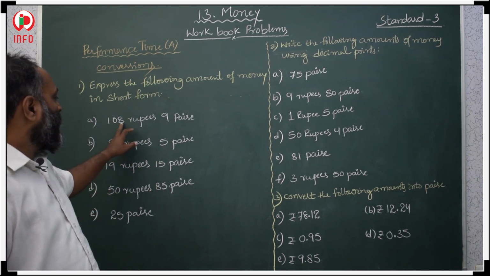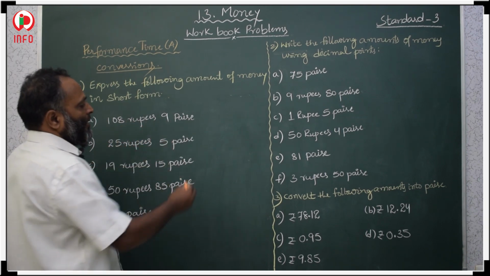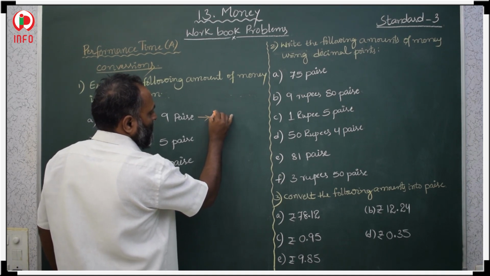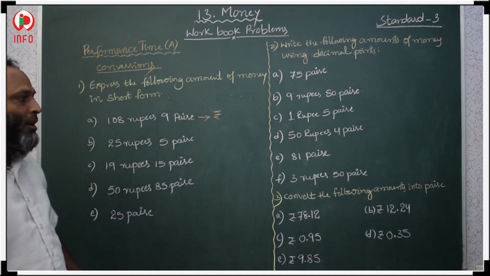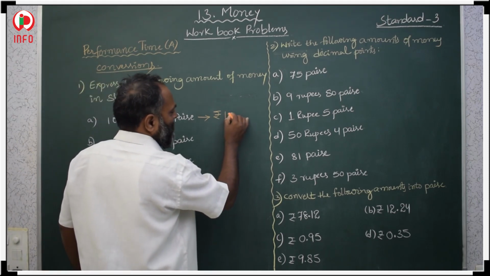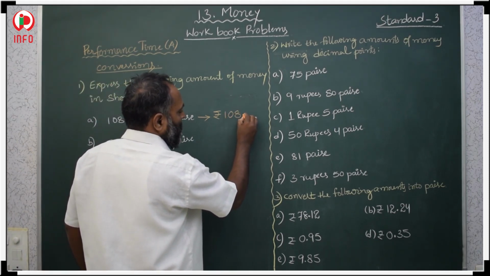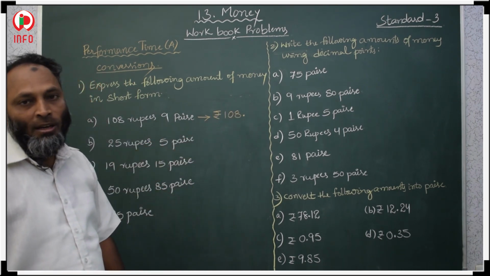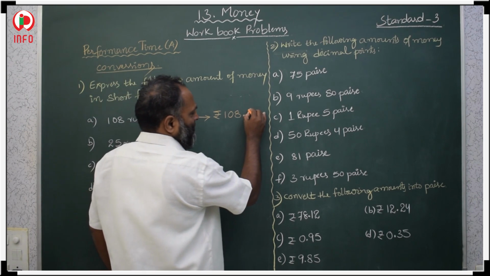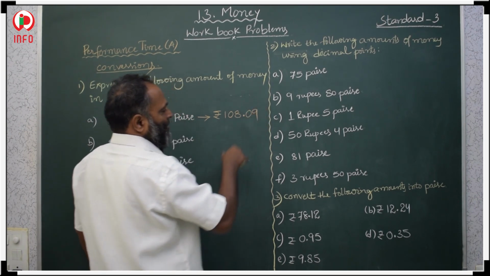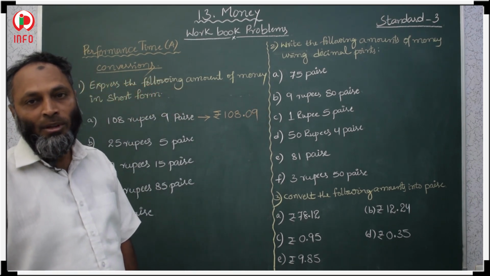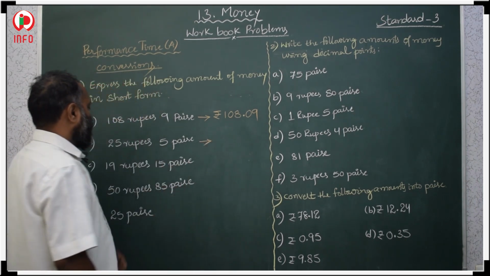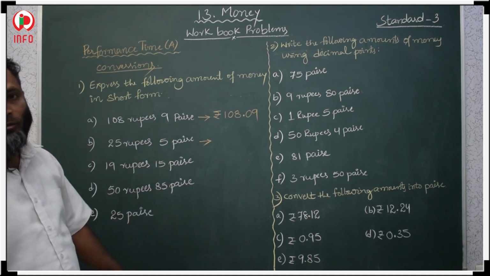So 108 rupees 9 paisa. How to write? First take the rupees symbol, then 108, then a point, meaning after rupees take a decimal, and then 9 paisa. How to write 9 paisa? You should take 09. 09 means 9 paisa. This is the short form. Next, 25 rupees 5 paisa.